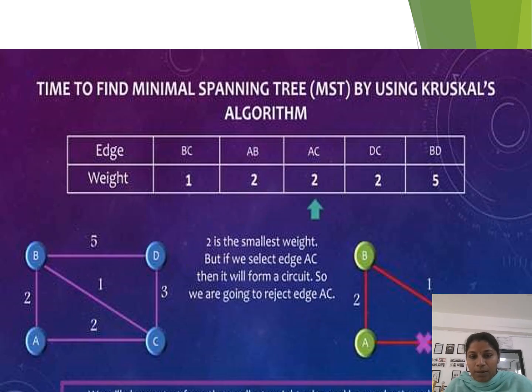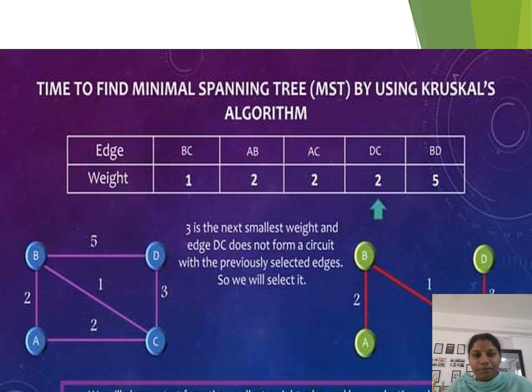Next edge, suppose again 2 is the smallest weight, but if we select the edge AC, it will form a circuit. I have shown it in the picture. See, if we connect A and C, it will form a circuit or loop. So we are going to reject this edge AC. Remember, in a minimum spanning tree, we need to take the minimal edge, but it should not form any circuit or loop. That is the major point in Kruskal's algorithm.